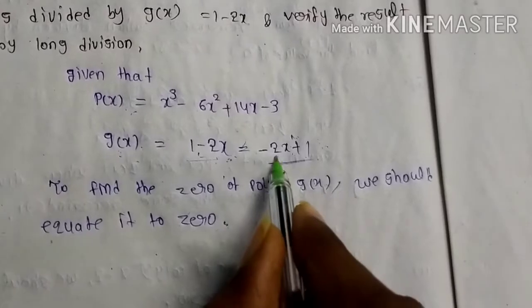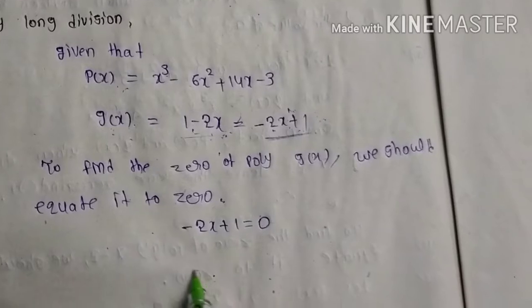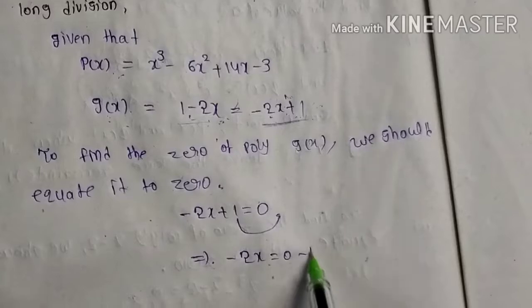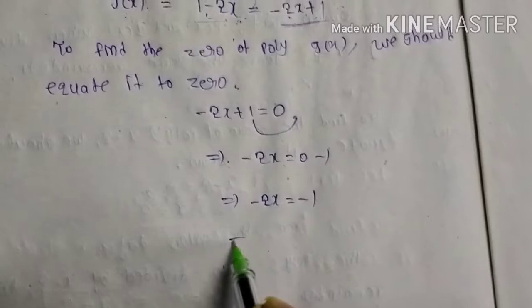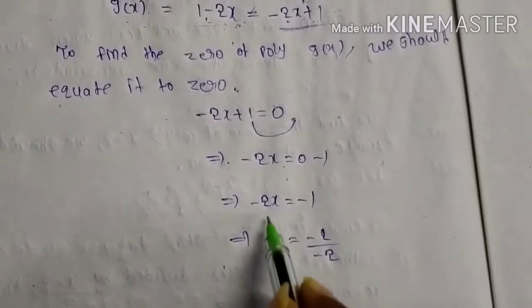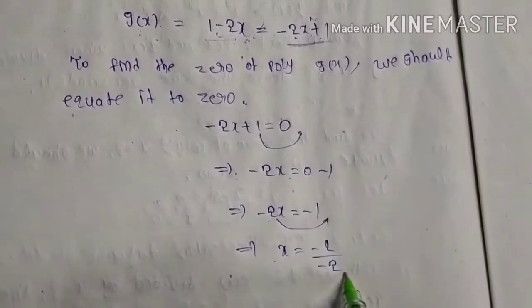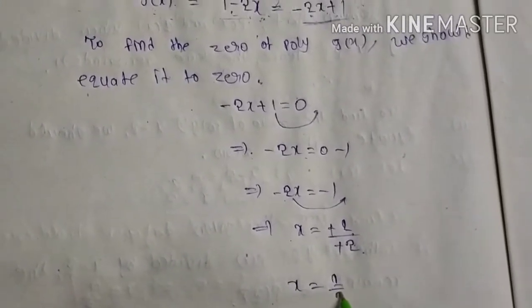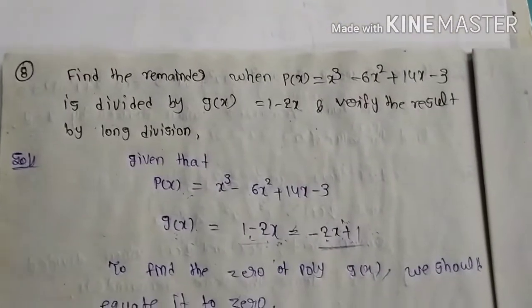See, g of x is equal to how much? Minus 2x plus 1. Minus 2x plus 1 is equal to 0. That means, can you transpose 1 to RHS? Yes. Minus 2x is equal to 0 minus 1. That means minus 2x is equal to minus 1. Here I am writing x is equal to minus 1 by minus 2. Minus 2 is multiplication here, so if I transpose 2 to RHS, it will become division or not? Yes. Minus minus cancel, 1 by 2. That means x is equal to 1 by 2.